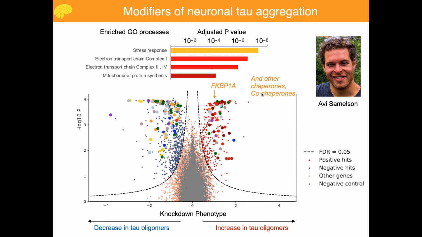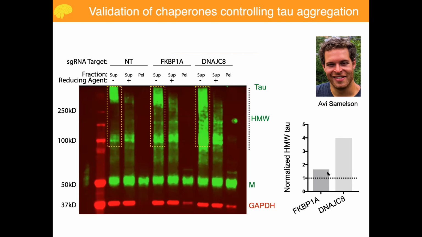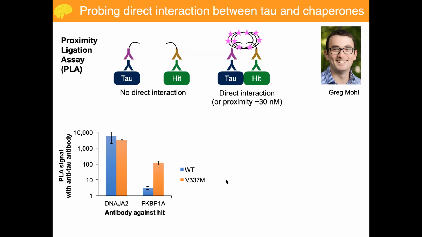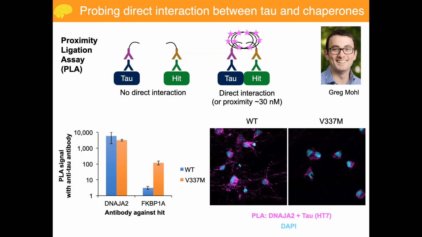And of course, molecular chaperones were the other big class of proteins that we thought might come up, and we found a few. And we can now validate using biochemistry that knockdown of these chaperones increases levels of high molecular weight tau and insoluble tau. And we can even now start to check if these chaperones are direct interactors of tau using, for example, a proximity ligation assay that detects whether a hit gene is close to tau, or even a specific conformation of tau. And we find both some of the chaperones, for example, interact both with wild type and mutant tau, but others seem to be selectively interacting in mutant neurons with tau. And we can even ask, where is it interacting, and validate these things in patient brains.